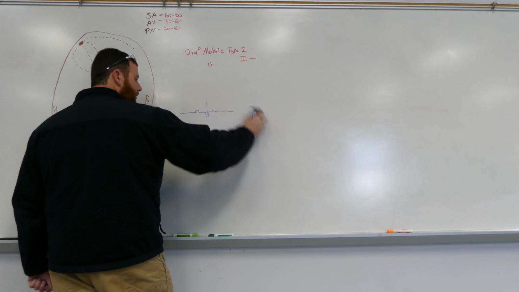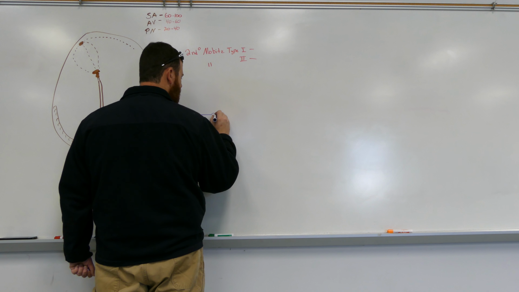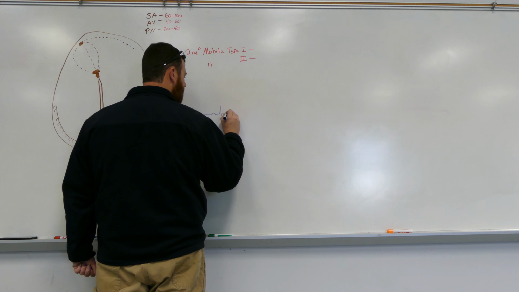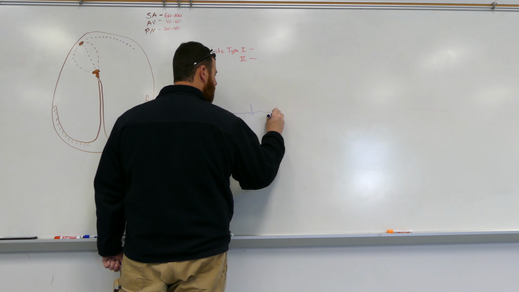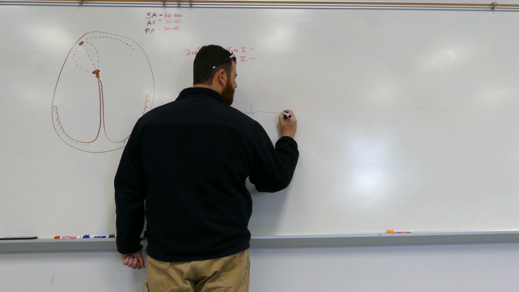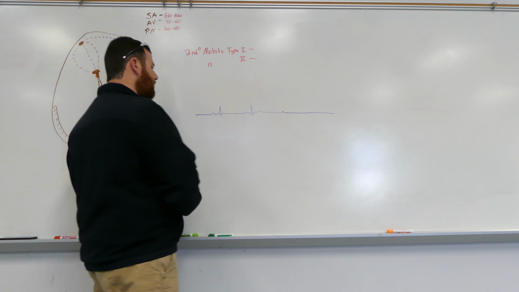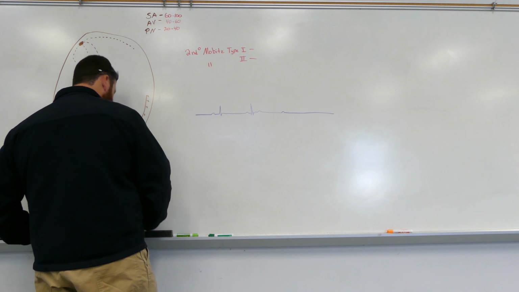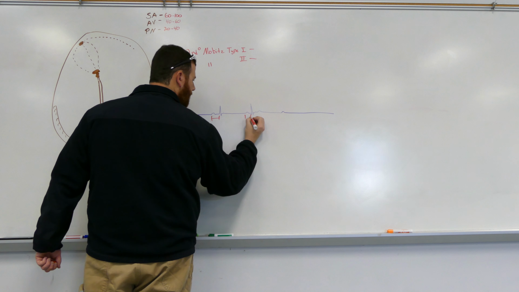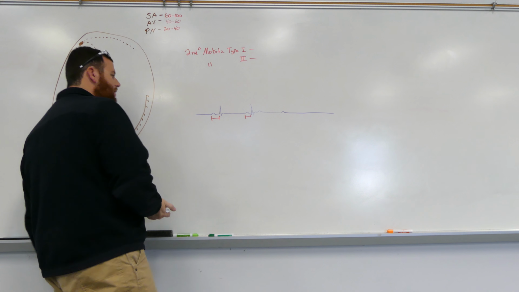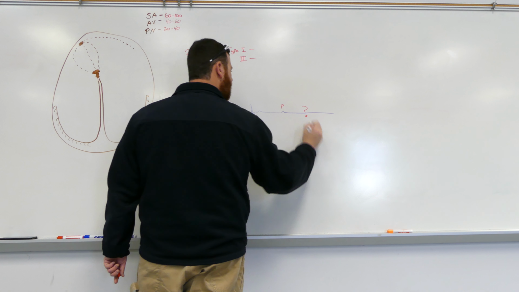Let's draw that a little more normal looking. So PR interval stays the same until eventually I have a P wave, but I have no QRS complex. So there's my PR, PR. We're going to pretend like those are the same. And then I have a P, but I have no complex.